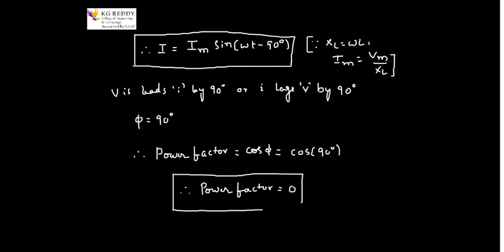So in today's lecture, we have seen the basic circuit diagram of an inductor excited with AC and the corresponding waveforms and phasor diagram, as well as we have calculated the current through the inductor. Later on, we have calculated the power factor of our inductor excited by an AC source.